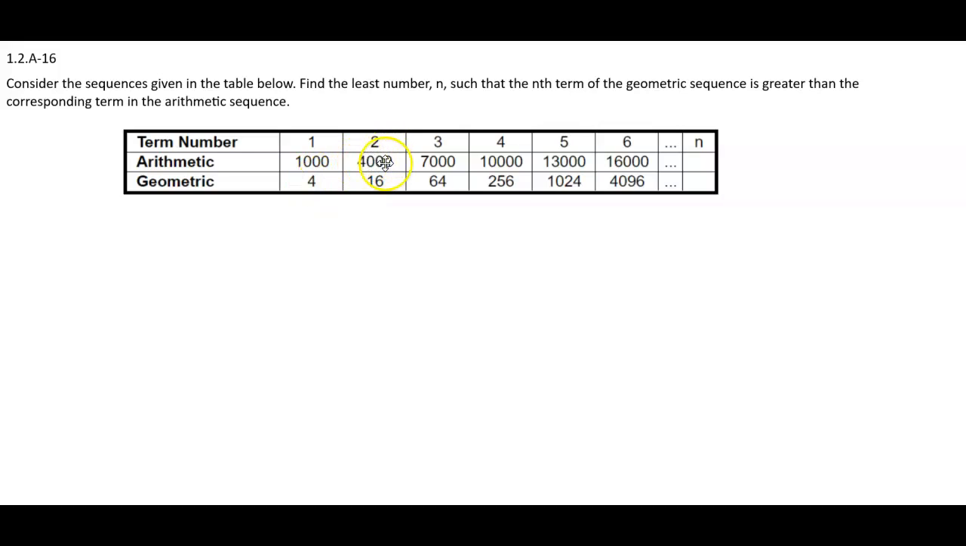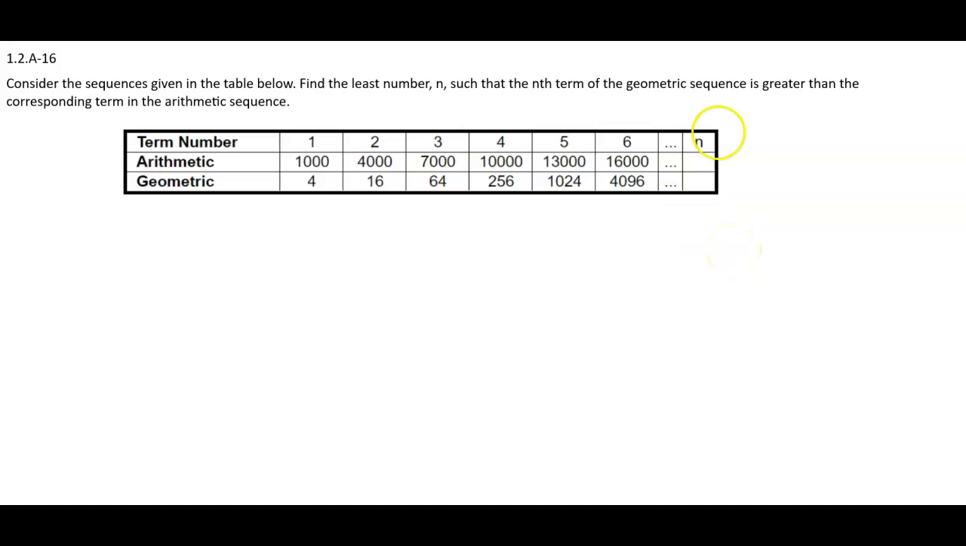For the second term, we can see that the arithmetic sequence, which is 4,000, is greater than 16. For the third term, 7,000 is greater than 64. For the fourth term, 10,000 is greater than 256. For the fifth, again, 13,000 is greater than 1,024. For the sixth term, we have 16,000, and that's greater than the 4,096.